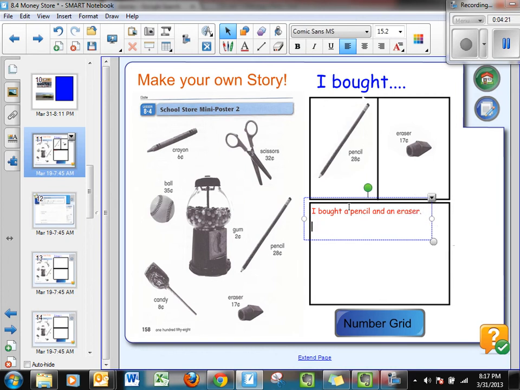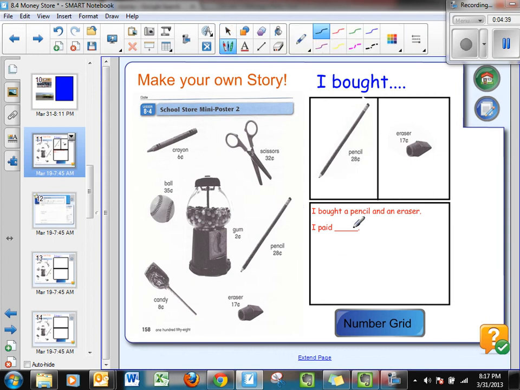That's the first part. The second part is I paid, and then I'm going to leave it blank. I forgot to fill it in on the last one. The last one should have said I paid 8 cents. This one's going to be different. Now, I bought a pencil and an eraser. I paid. You need to notice, well, how much did they both cost? The first one was 28 and the second one was 17.